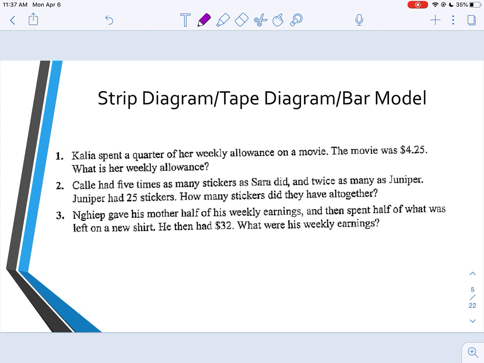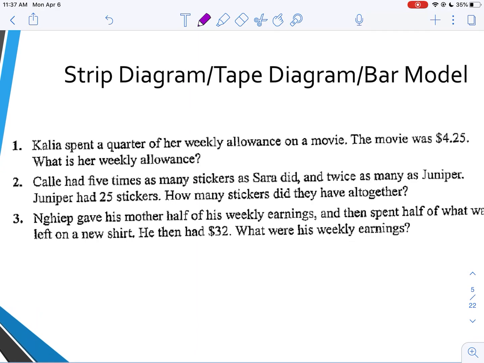Number one here, we've got Kalia spent a quarter of her weekly allowance on a movie. The movie was $4.25. What is her weekly allowance? So here we have Kalia's allowance. We're going to look at that with a straight line. She spent a quarter of her allowance on a movie, so I've got to chop this into quarters. And the movie was $4.25, so we know this is $4.25.